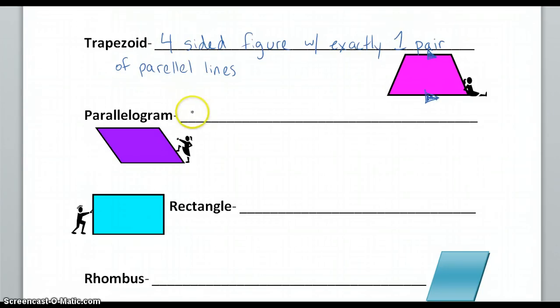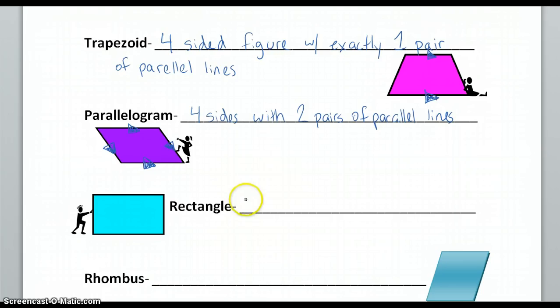A parallelogram, again, has four sides with two pairs of parallel lines. So four sides with two pairs of parallel lines. So the top is parallel to the bottom, and then these sides are parallel. It doesn't matter if you make your arrow going up or down on these, but you would do the same thing on each side. So that is parallel to that. The top is parallel to the bottom. The left side of this is parallel to the right side.